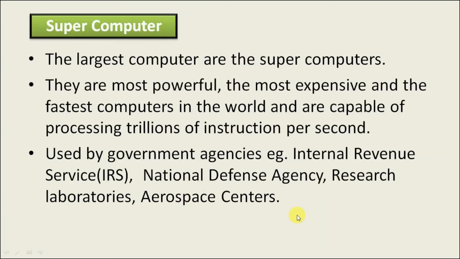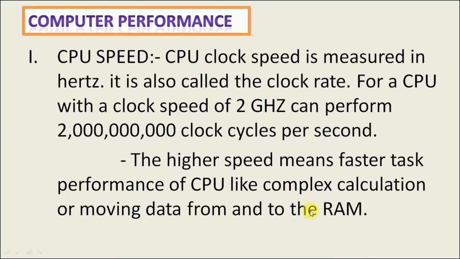Next is the supercomputer. The supercomputer is the largest computer. They are the most powerful, most expensive and fastest computers in the world and are capable of processing trillions of instructions per second, right? So they are really very, very powerful computers used by government agencies like the Internal Revenue Service, National Defense Agencies, research laboratories, aerospace centers, etc., right?